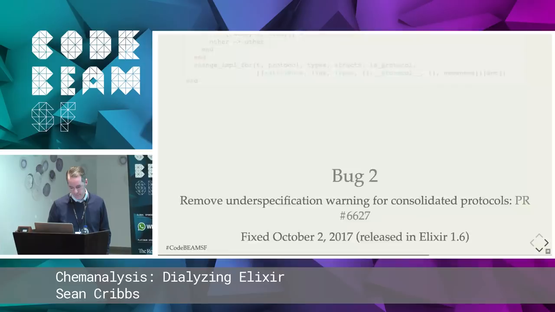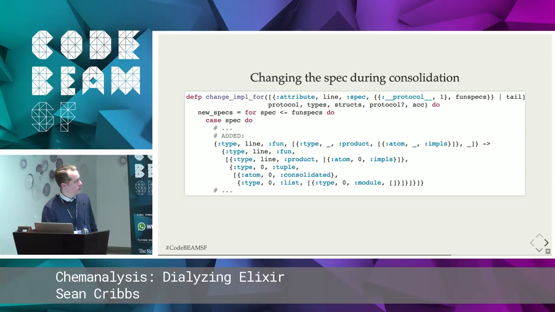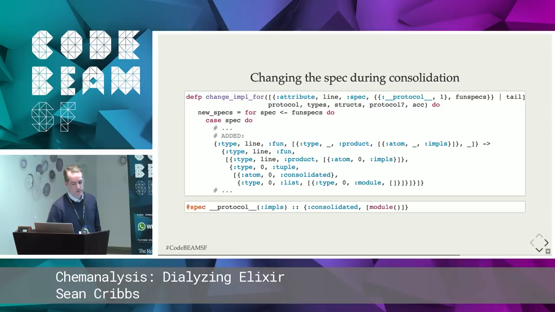Okay, so here's how the spec gets changed during consolidation. So this is again a lot of abstract syntax in the Erlang abstract syntax tree. Can you spot the potential underspecification problem? I'll give you a hint, it's on the last line. Okay, maybe that's a bit too much. What if I wrote it like this?